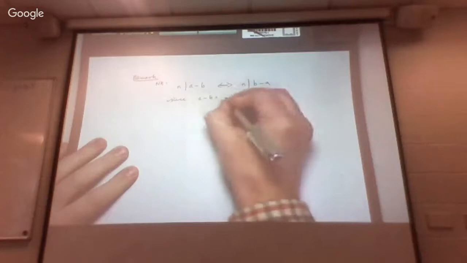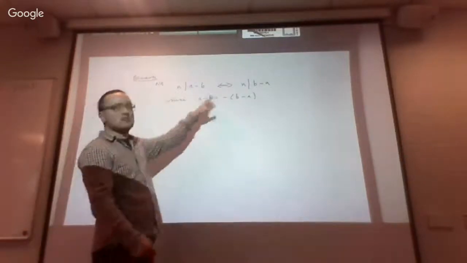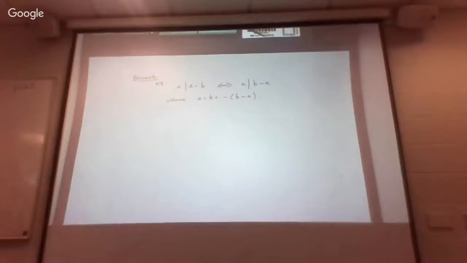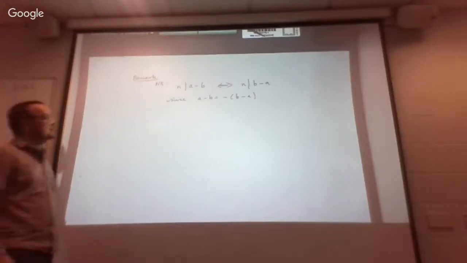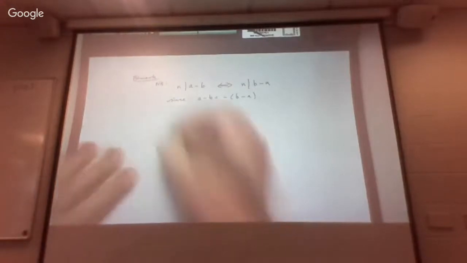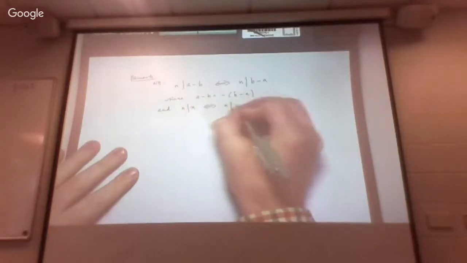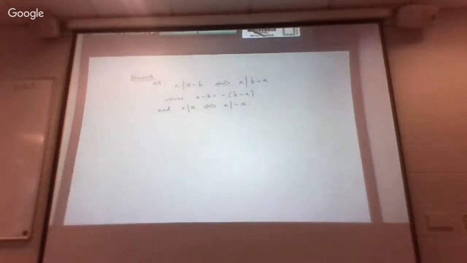So A minus B is equal to minus (B minus A). And divisibility doesn't look any different when you look at it on positive or negative numbers when you change the sign. If n divides A minus B, it's certainly going to divide minus (B minus A). What's the same thing? n divides x if and only if n divides minus x. Okay. So there's nothing crucial involved in the order.